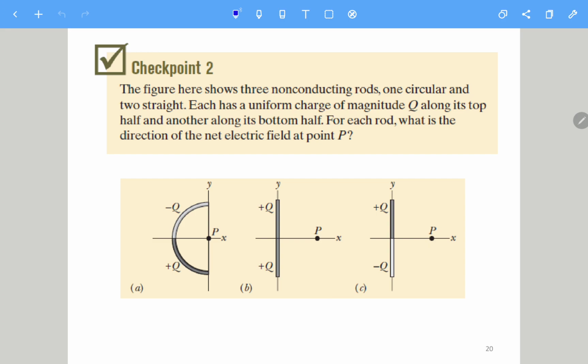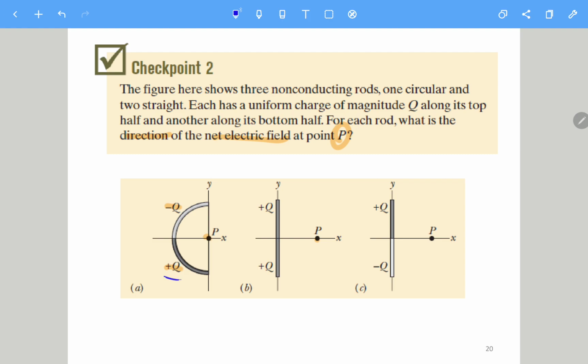Okay, so for the first one, this is plus Q, this is negative Q. And then here we would like to consider the direction of the net E field at point P. Point P, at least for the first one, is the center of the arc. So let's consider the two parts individually.